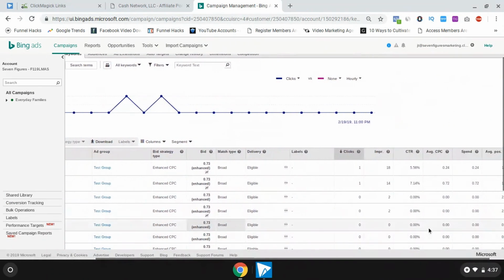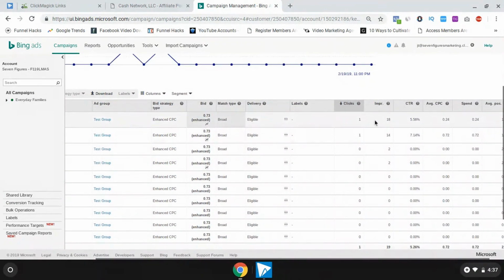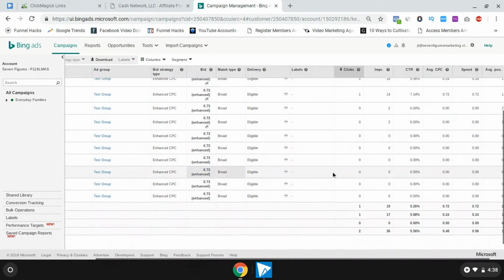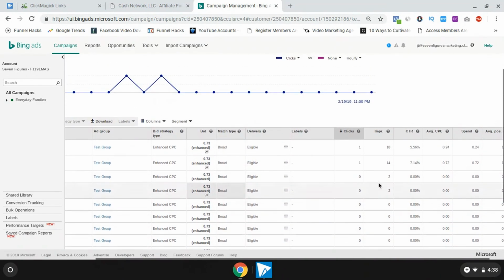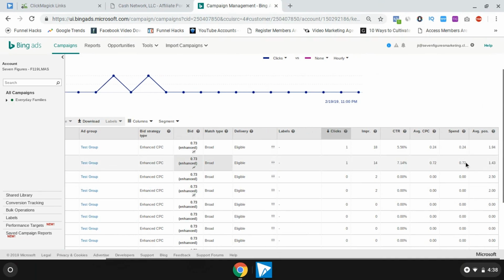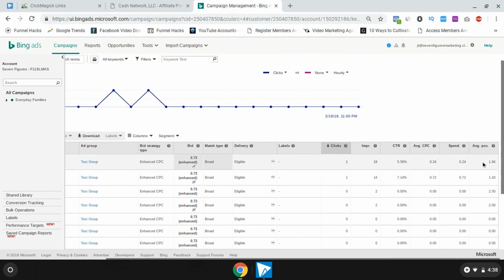So as you can see, we're testing out 10 keywords and only 2 clicks. Let's check out the keywords. None of these even got an impression. 1, 2, 3, 4, 5, 6. Yeah, 6 out of 10 keywords that we were targeting didn't even get an impression. And the 1 keyword we did get a conversion on was 72 cents. We spent 72 cents to make $2.40. Yeah, man, that's pretty good numbers.